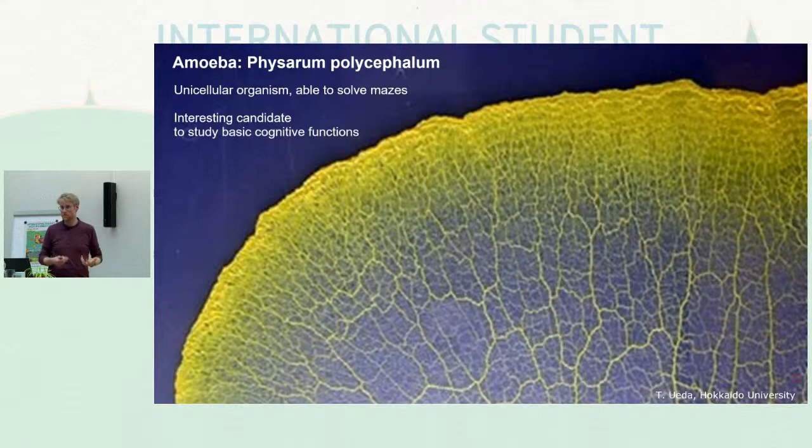It does not even have a nervous system, since it has only one cell. But already this animal can do a lot of crazy things. It is able to solve mazes. And in biology it is a very interesting candidate to study basic cognitive functions, so basic learning functions. One example of that I show you here; this is an experiment.